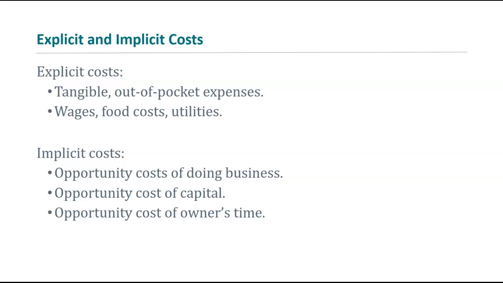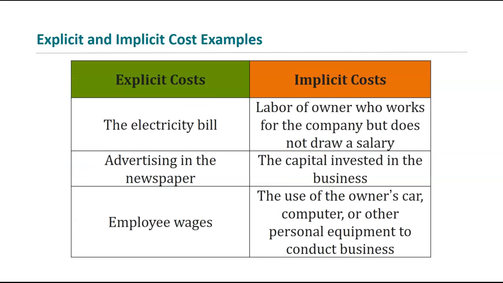And time is sort of more of an obvious one. When you chose to work for McDonald's, when you put all your time into opening your own McDonald's, what else could you have done with that time? So explicit costs are your electricity bill, your advertising, your employee wages, those things that are just sort of the obvious costs of doing business. And implicit costs are described on the right-hand side here. The labor of the owner, if you work for the company but don't draw a salary, all that time that you put in.